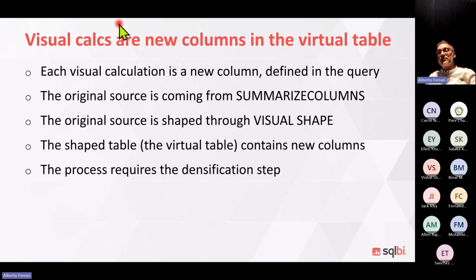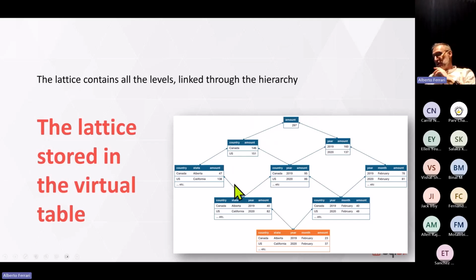Finally, visual calcs are computed as new columns in the virtual table. Each visual calc is a new column. The original source is coming from the original summarized column, if you remember the SUMMARIZECOLUMNS. And then we shape it through visual shape. We remove the useless column. We perform the renaming. We add the new column, and then we have densification. But we're not going to talk about that.